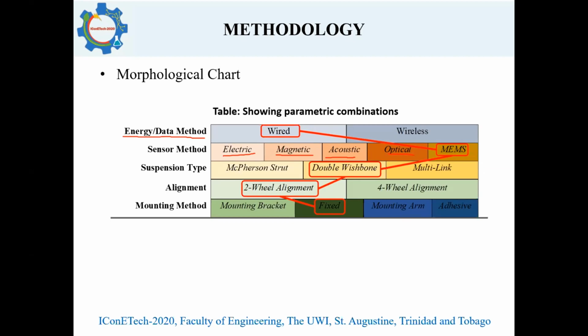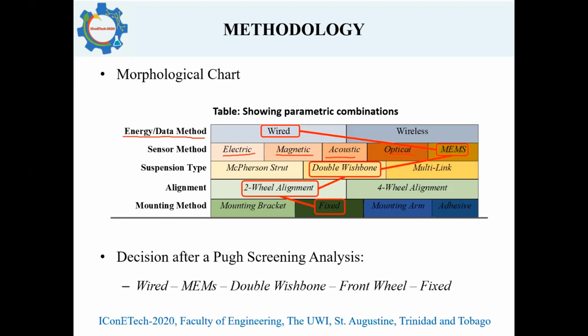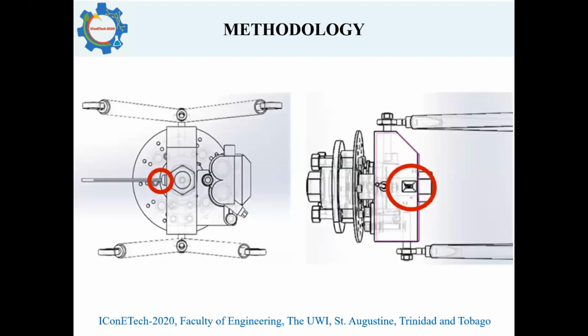Suspension types, these are just some of the more popular suspension types in use within most vehicles. Types of alignment, as we mentioned before, there's two-wheel and all-wheel, four-wheel alignment, as well as various types of strategies for mounting these final devices. Ultimately, the decision we selected involved a wired MEMS on a double wishbone on a front wheel type vehicle with a fixed mounting mechanism.